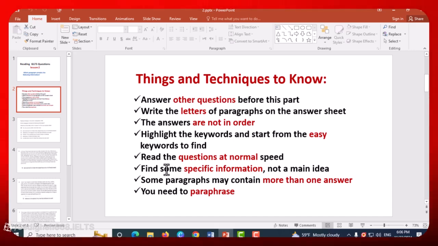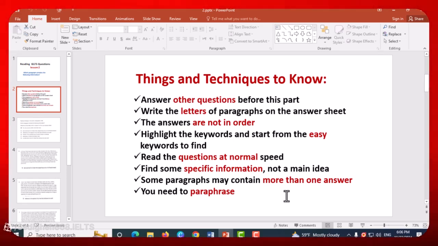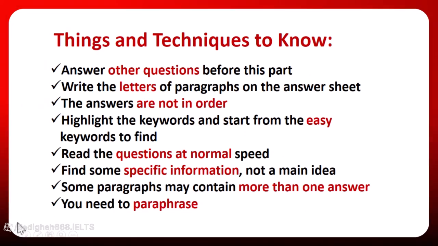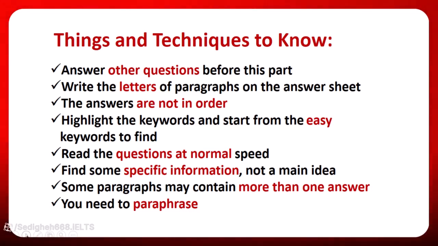Find some specific information, not a main idea. These types of questions are not about the main idea, but about one specific piece of information in a paragraph. And some paragraphs may contain more than one answer. For example, you may have to find two answers in paragraph B, and you need to paraphrase. Again, it is all about paraphrasing the questions.